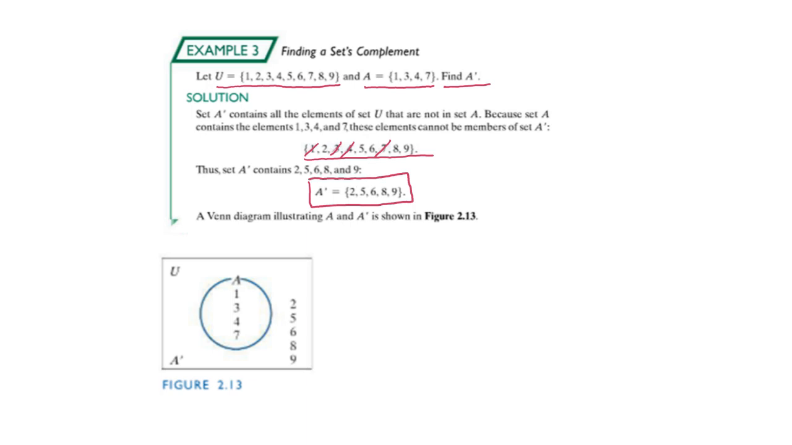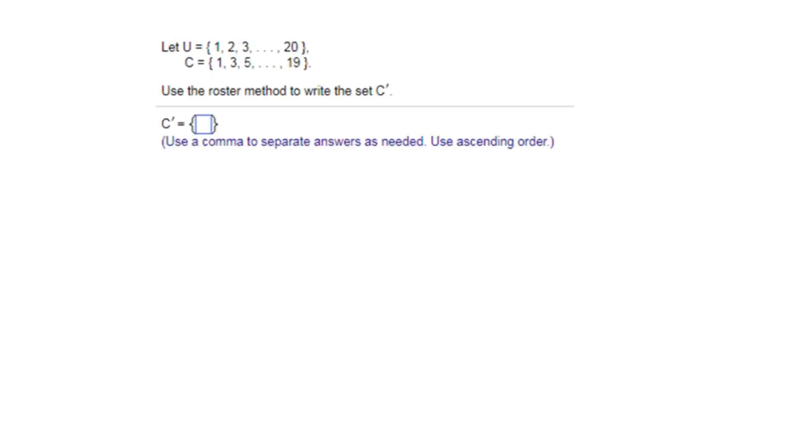And once you have those items, you can actually create your Venn diagram. You'll see that set A, that they drew as our circle, has the elements 1, 3, 4, 7. And the complement of A is outside of that circle, but still contained in the universal set.